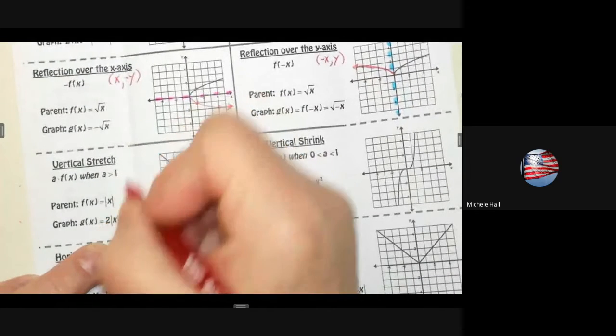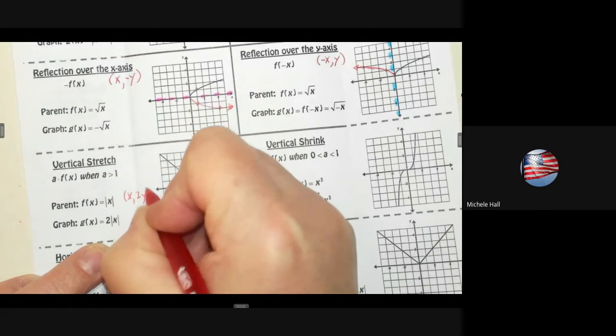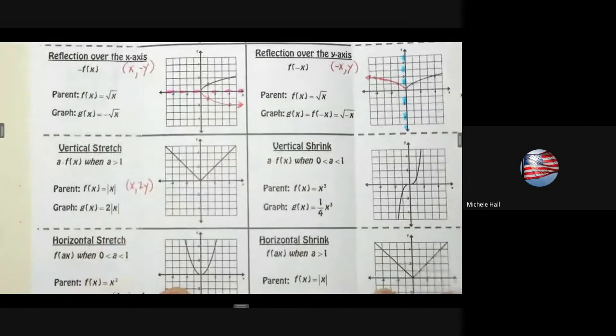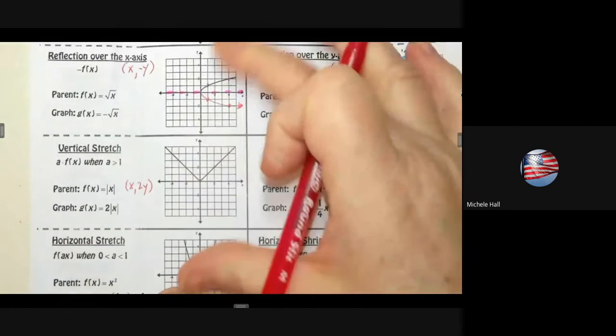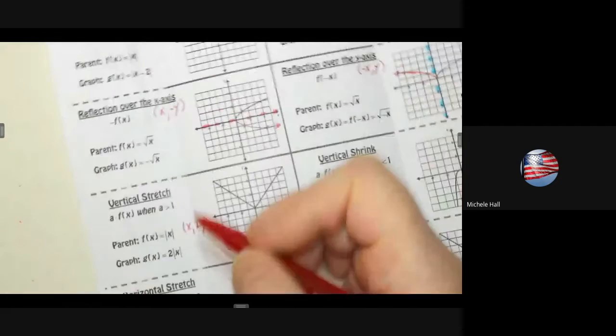That means that we would have x, and then we're going to multiply 2 to all of the y values to get a vertical stretch, stretching it out. So I'm going to multiply 2 to all my y values.